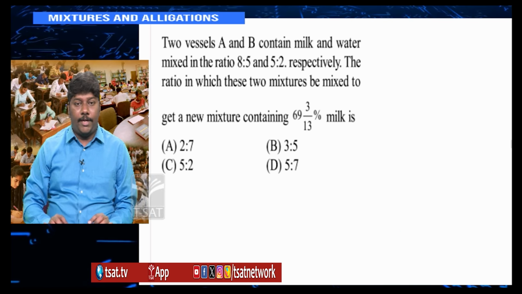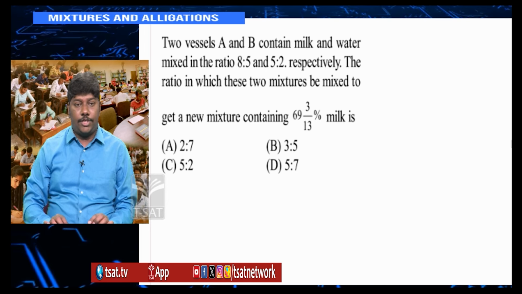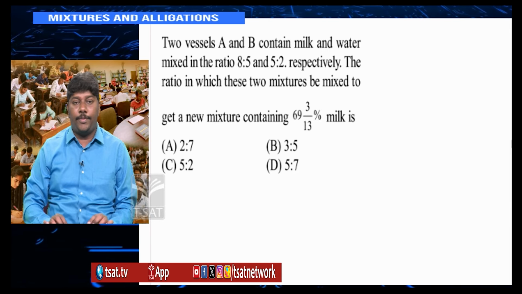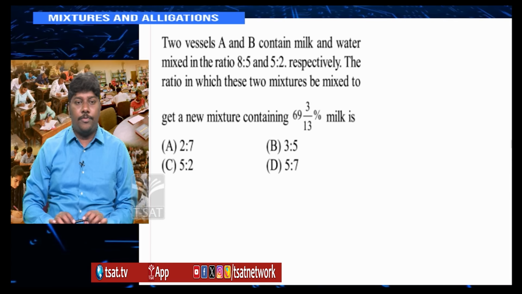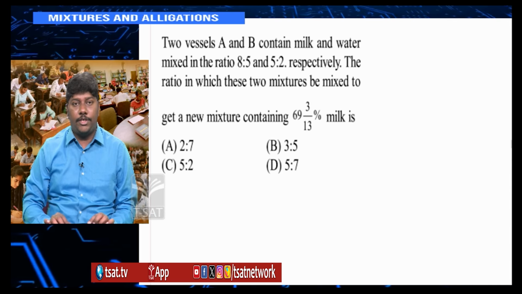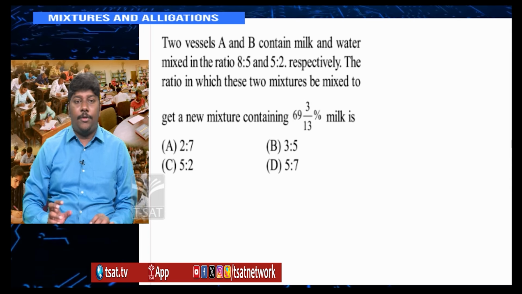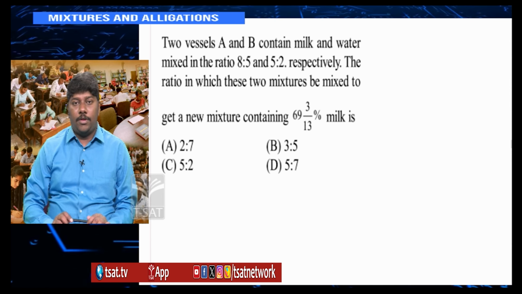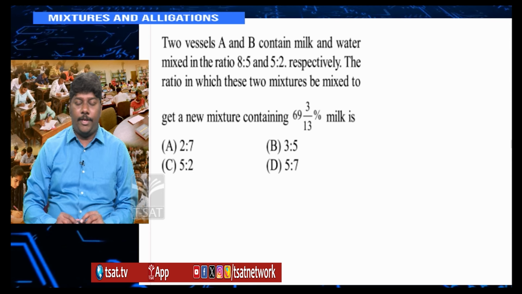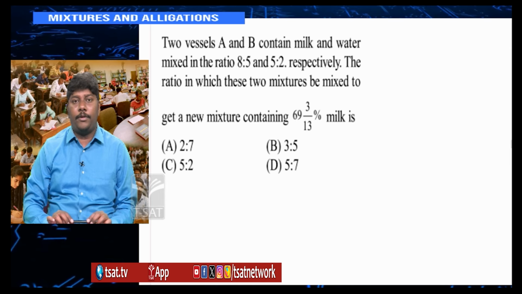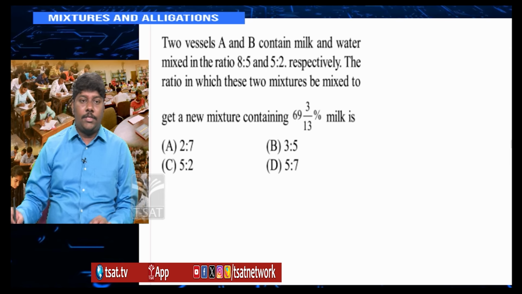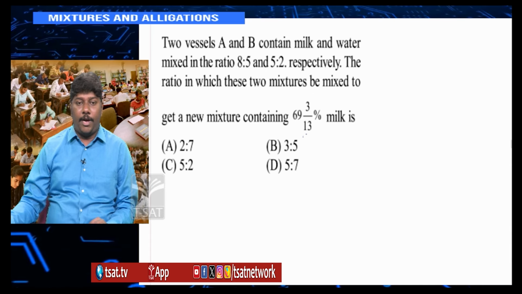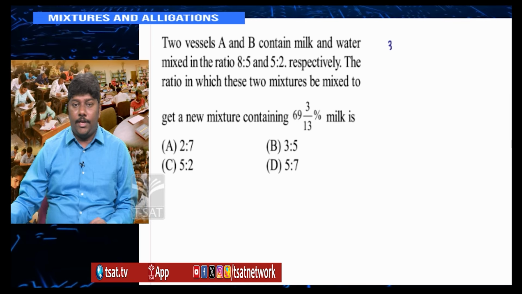Two vessels A and B contain milk and water mixed in the ratio 8:5 and 5:2 respectively. In what ratio should these two mixtures be mixed? He is asking you the N1:N2 ratio, so that you get the new mixture containing 69 3/13% milk. See, milk is huge here, but there is no rule that I have to take milk, so I am going for water. How much is water? If milk is 69 3/13, subtract this from 100, you will get 30.